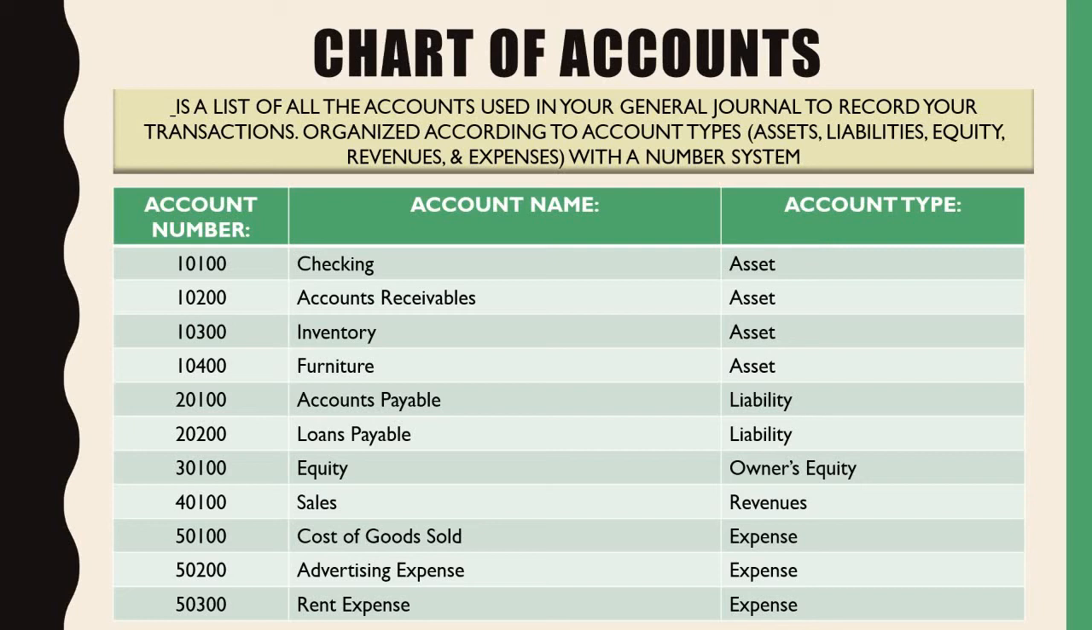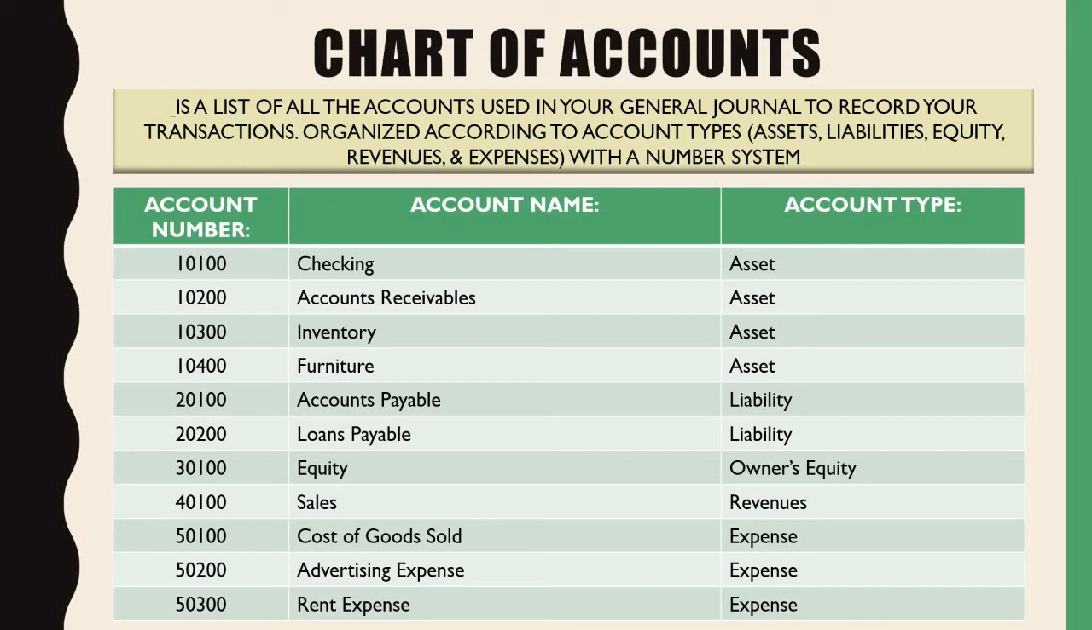Oftentimes you'll see that most beginners will create multiple accounts that essentially do the same thing, just because they can't remember what they've already created. For example, they put entertainment, they put meals, and then they have an account called meals and entertainment. Something like that is a common mistake. It's not wrong that you do that. It's just that, especially when you're dealing with accounts like these, you want to ensure that you don't have any repeating or similar accounts that you can condense and combine together.